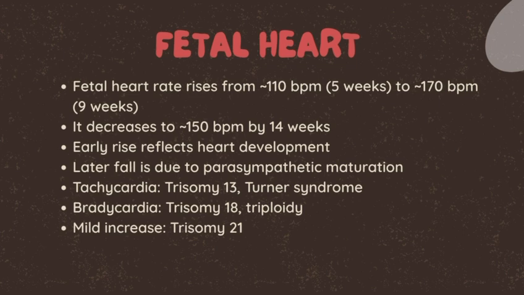Certain chromosomal abnormalities are associated with abnormal heart rates. Tachycardia is commonly seen in trisomy 13 and Turner syndrome, while bradycardia is associated with trisomy 18 and triploidy. A mild increase in heart rate may be seen in trisomy 21.